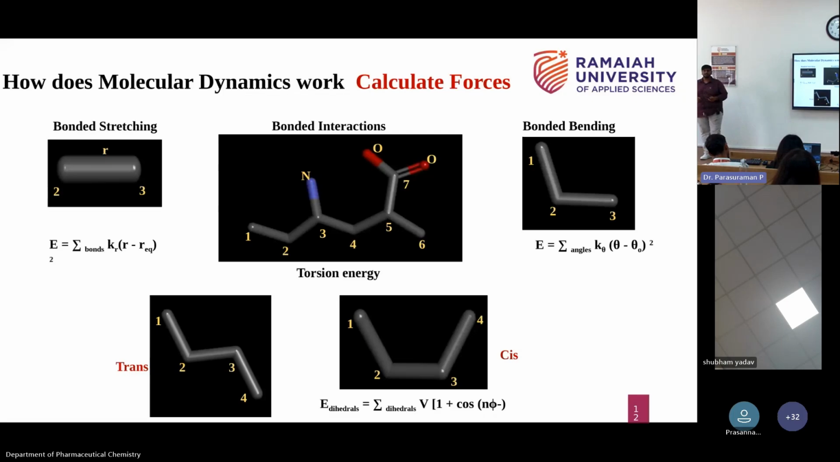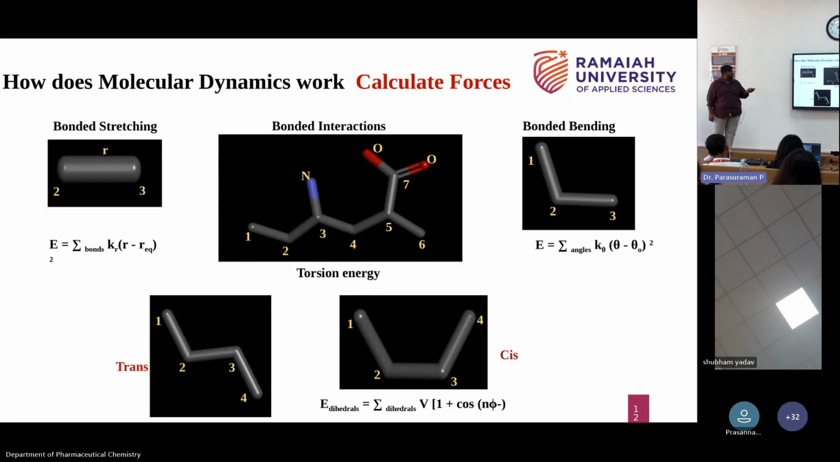No need to memorize this formula. The software will take care of it, because the software has a database. From the database, it will have the parameters. The parameters are the Kr constant and R equilibrium. These are the parameters we'll be focusing on. The database already has the parameters, so it will calculate based on the atoms present in the complex of our protein and ligand. From that database, it will calculate the bond stretching energy.